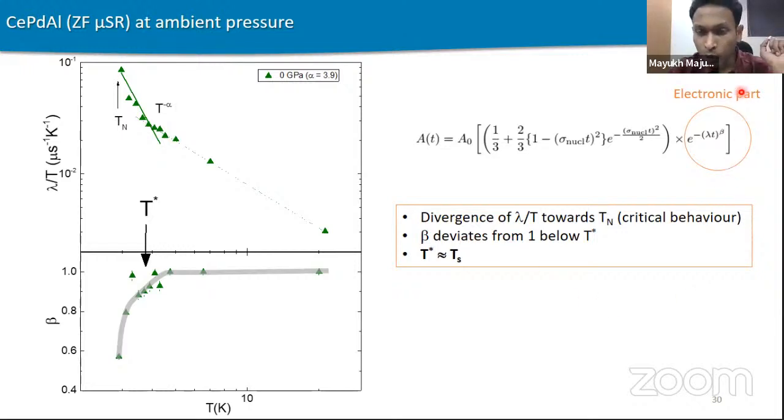One more point I would like to point out is that, as I told, the relaxation behavior follows this exponential term, right? And what we have seen is that to deconvolute the spectra, we need to incorporate the effect of the stretched exponential, that is beta. Below a characteristic temperature T star, beta is actually deviating from 1. And we have found out that this T star is very close to the T_S, where we have seen the hump in the magnetization data as a function of temperature. So we are coming to that point later also.